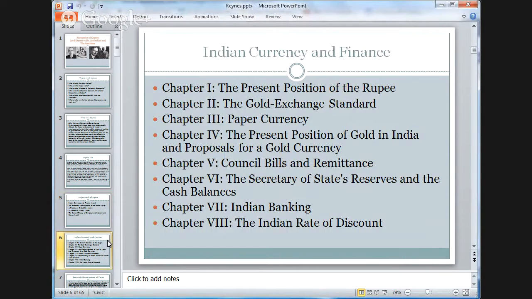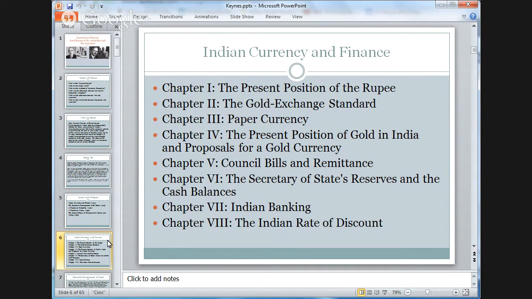and here he talks about the present position of the rupee, the gold exchange standard, paper currency, the position of gold in India, and the proposal for gold currency, council bills and remittance, the Secretary of State's reserve and cash balances, Indian banking, and the Indian rate of discount. This book doesn't elaborate the origin of the Indian rupee or the origin of money. It doesn't go into those details.